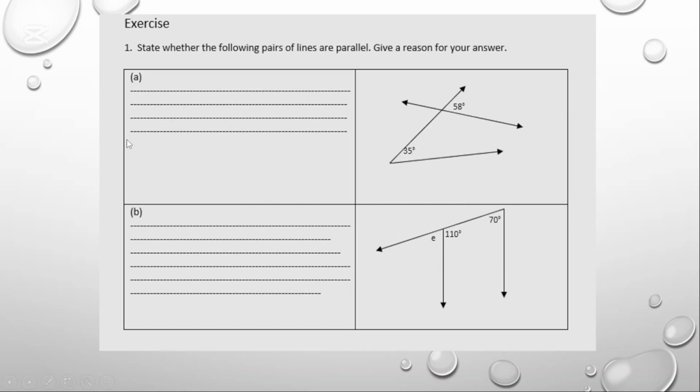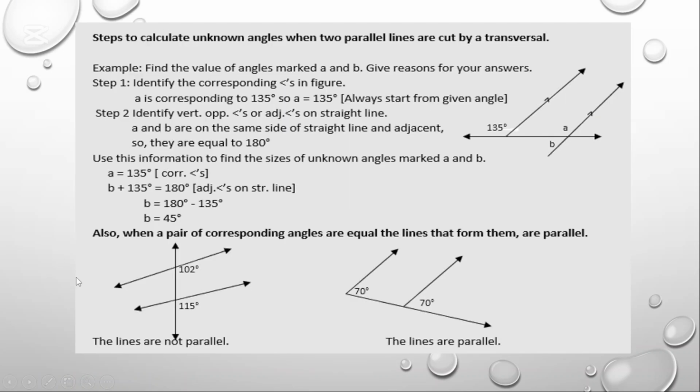Okay, let me just go back. Find the value of angles marked A and B. Over here, A and B. Let me just get my pen. A and B. Give reasons for your answers.